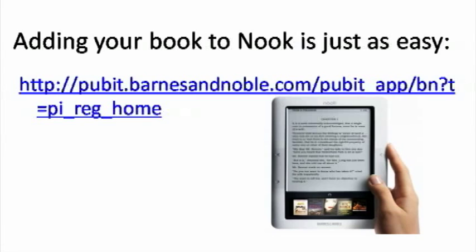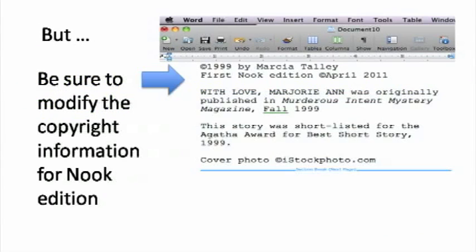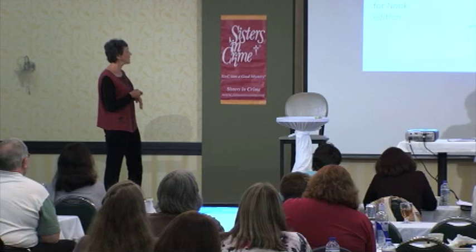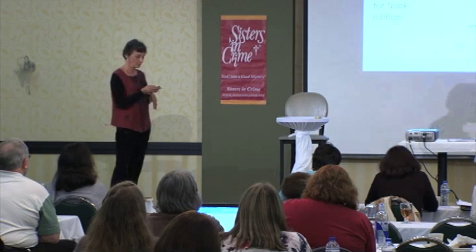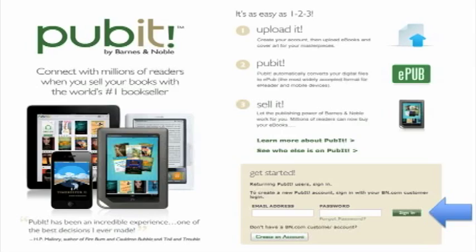Adding the same file to Nook is just as easy, and really the websites are quite similar. You just go to this URL. If you're going to upload the same file, be sure you change this thing that says first Kindle edition, say first Nook edition. But just change that and whatever you want to do that might differentiate a Kindle edition from a Nook edition. And then you log on to Pubit, which is Barnes & Noble Nook's ebook system. And you just set up an account, just like you did for Amazon.